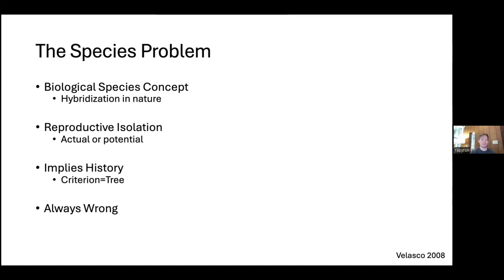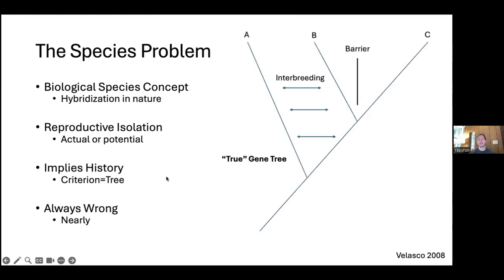This is a really key insight from Velasco in 2008. This paper really blew my mind, and I would encourage everyone to look it up. So it's not always wrong, but what I mean to say is that this might be the true gene tree that I just described. Population A branches off first, but it's still exchanging genes occasionally or hybridizing with this ancestral lineage here. And then B and C get split by a barrier, like a mountain range or a river. And so B and C don't exchange genes. They don't hybridize at all.